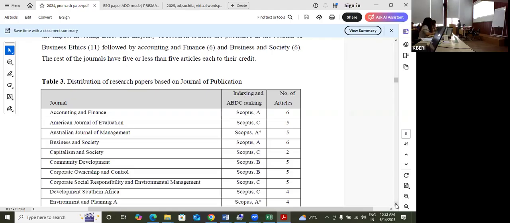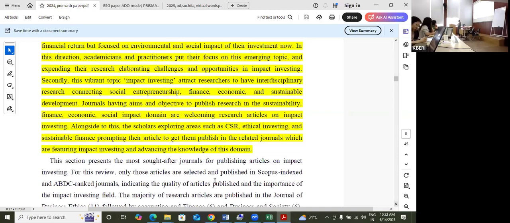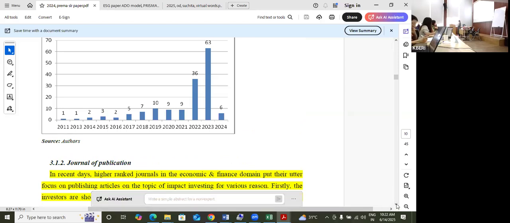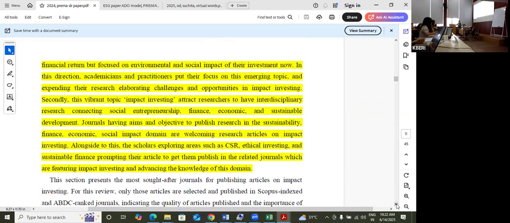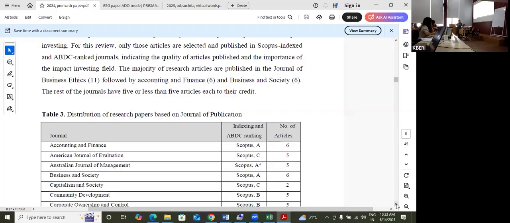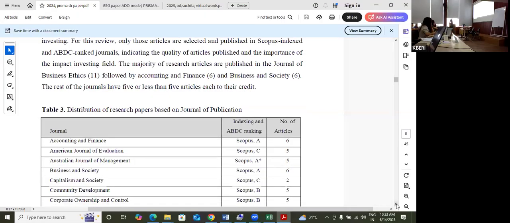So when you have made the table, what you have to do is you have to write it as well. Just have a look at this. So this is the journal of publication. I've written about it. I hope it is clear. So this is one of the tables that you can make besides the ADO and TCCM framework. So this is one of the tables, right? So any questions, any queries still here? Anything you would like to ask? Should we move ahead? So next is the year of publication.